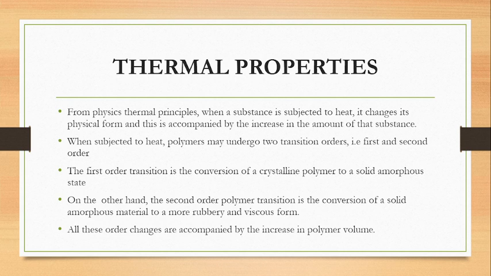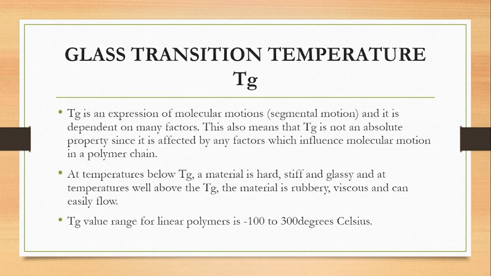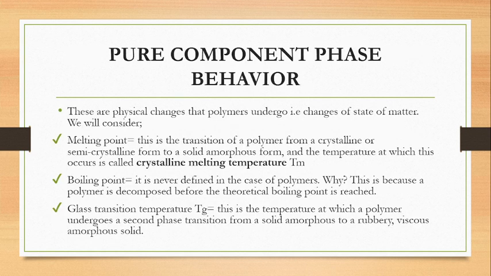Now the second order change is a change from the amorphous form, which is loosely arranged, to a more viscous form, meaning a more fluid form. The temperature at which that takes place is called the glass transition temperature. That is the TG that we're talking about. I'm pretty sure you understand now what that means. As all these things happen, there is also an increase in the volume of the polymer.